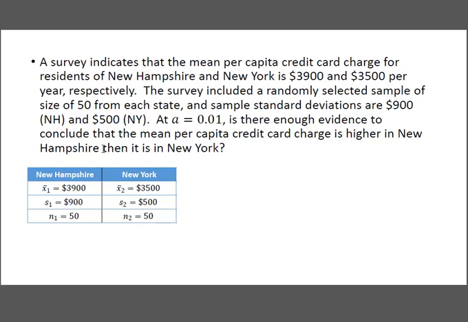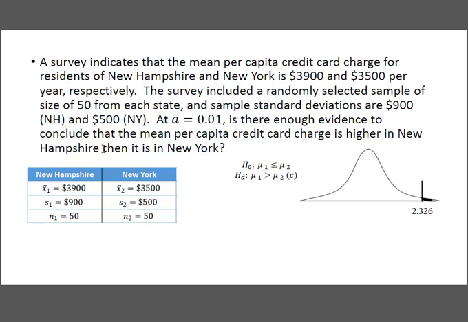Because we are testing that New Hampshire is more than New York, the first mean is going to be greater than the second mean. The greater than would make the alternative be mean 1 is greater than mean 2 because there's no equal sign. The null would be less than or equal to because that is the opposite. This would be a one-tail test. So if you look on your z-score table, a one-tail test at that level of significance would be 2.326.